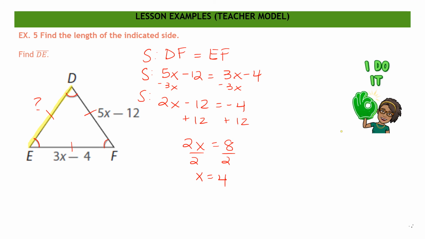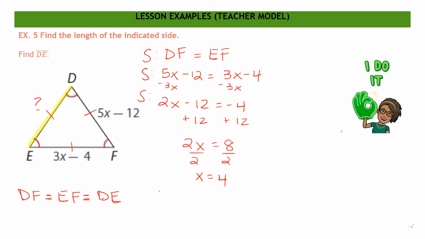But I'm not looking for x. Remember, I'm still trying to find out what DE is. But we already know that DF is equal to EF, which is equal to DE. All 3 of these sides' measures are equal to each other. So this x equaling 4, I can plug into any one of these expressions for the sides, and I would still get the same measure.